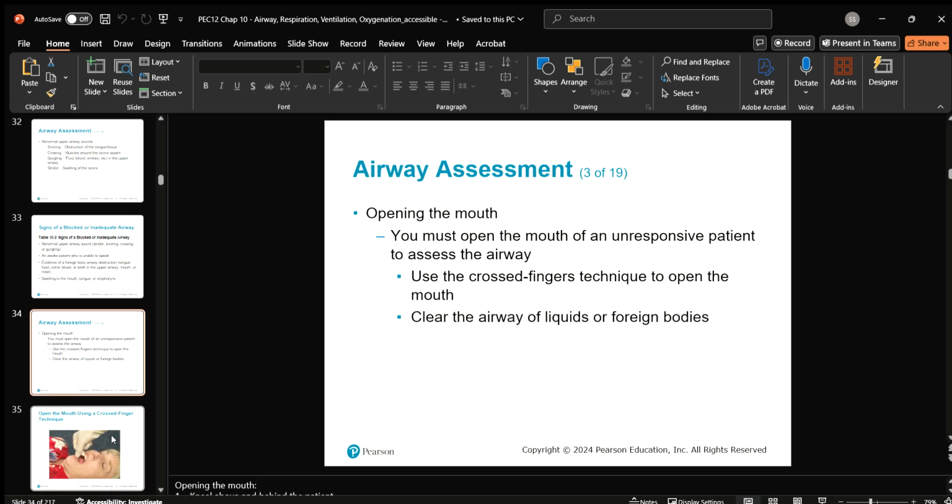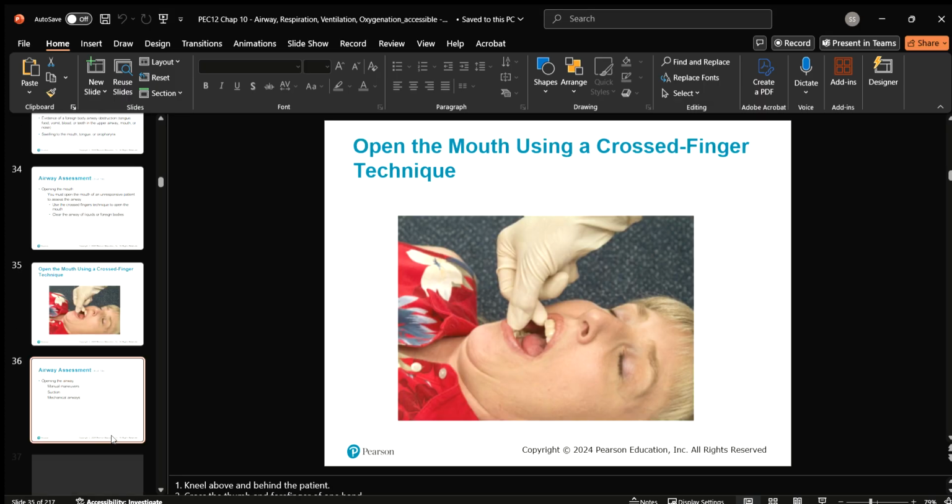All right, we open up the mouth in an unresponsive patient and assess the airway. In a conscious patient, what's the easiest way to assess their airway? Talk to them. Okay? In an unconscious, non-traumatic patient, how do we open the airway? Head tilt, chin lift. Unconscious, traumatic: jaw thrust. You're probably going to get questions like that.